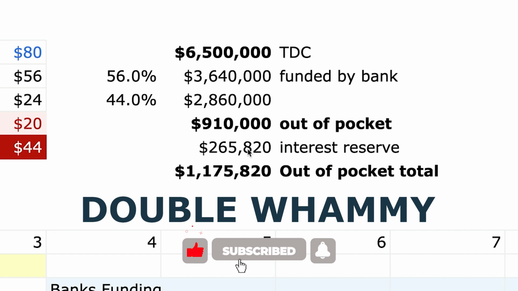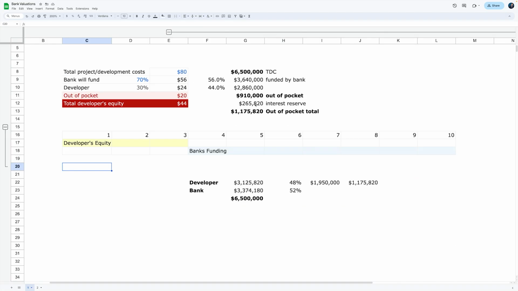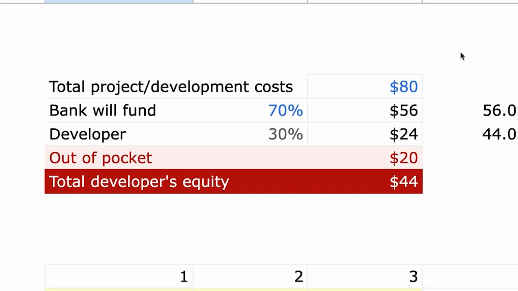And this is where the double whammy is, where even though they have approved a loan to you, even after saying, hey, we don't consider $100 to be the cost, we consider $80 to be the cost, you have to come up with the 44 yourself. And that 44 is gone into the project now. But now you're thinking, okay, we'll get that 56% for sure.